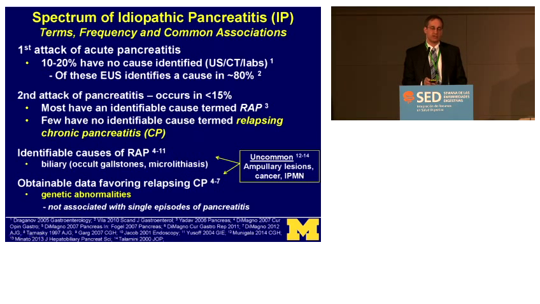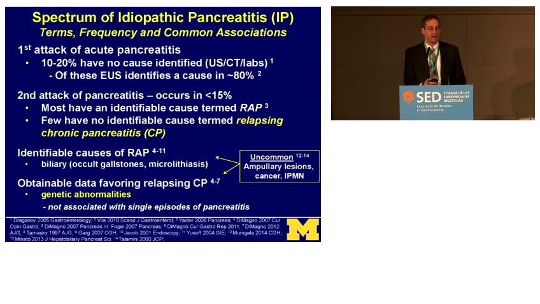Now, it's also important to quickly review the spectrum of idiopathic pancreatitis. With a first attack of acute pancreatitis, 10 to 20% have no cause identified despite CT or ultrasound or labs. Of these, endoscopic ultrasound identifies a cause in about 80%. A second attack of pancreatitis occurs in less than 15% of patients. Most have an identifiable cause of recurrent acute pancreatitis. Few have no identifiable cause, a term called relapsing chronic pancreatitis, which we just reviewed.